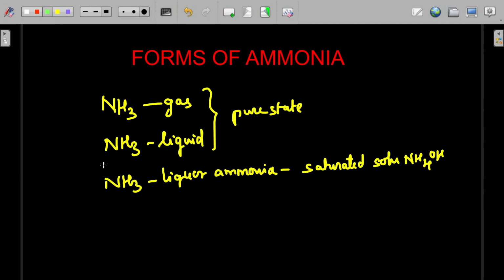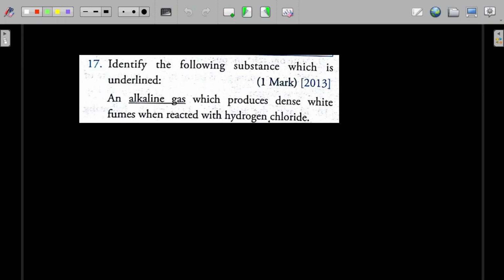Which one do we use as a refrigerant? Liquid ammonia. You can't use the one which has water in it as a refrigerant. So liquid ammonia will be used as a refrigerant. Okay, alkaline gas. Alkaline gas means basic gas, and the only basic gas we know is ammonia gas.